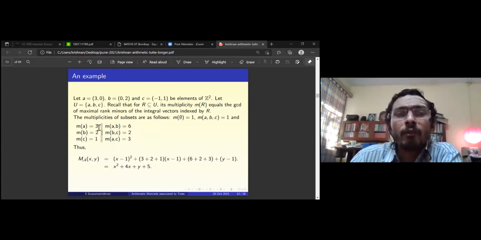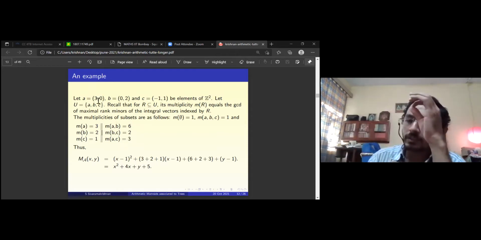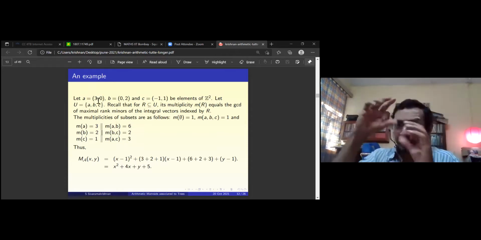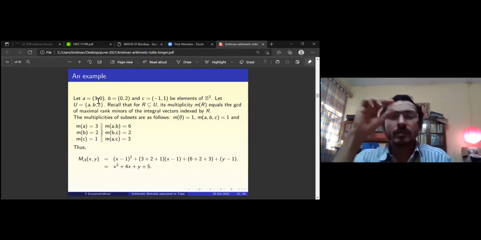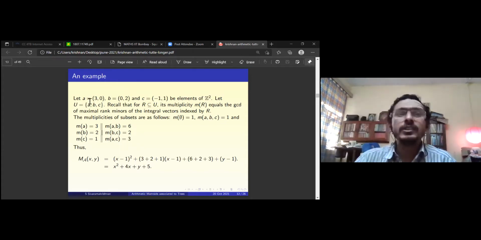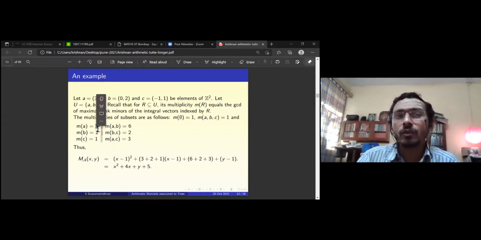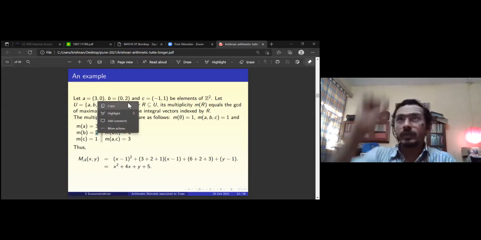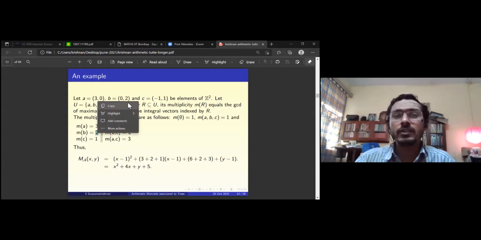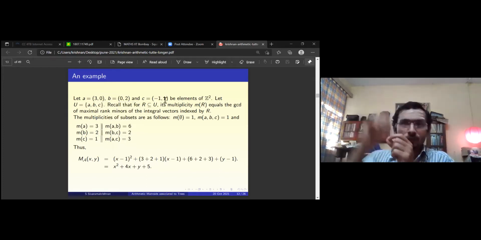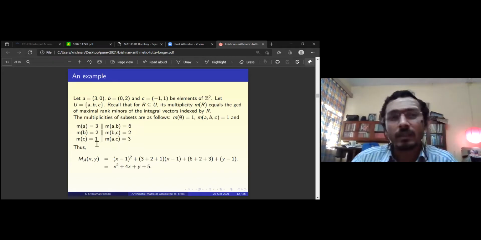So if you look at M of A, A itself is 3, 0. What is the maximal rank minor in this 3, 0? The maximal rank minor is 1, and it's the GCD of 3 and 0. So that's why M of A is 3. Is this okay? M of B is the GCD of this vector 0, 2. Again, it's a rank 1 thing, which is 2. If you look at this vector C, it is minus 1, 1. So GCD of 1 and minus 1 is 1.